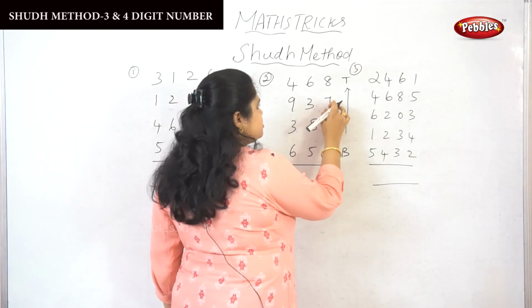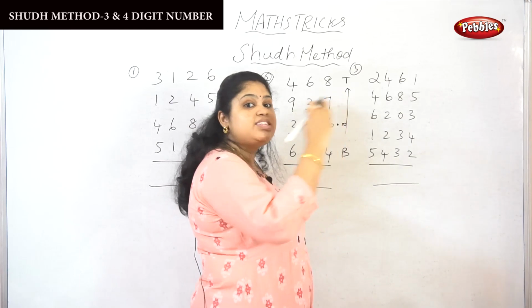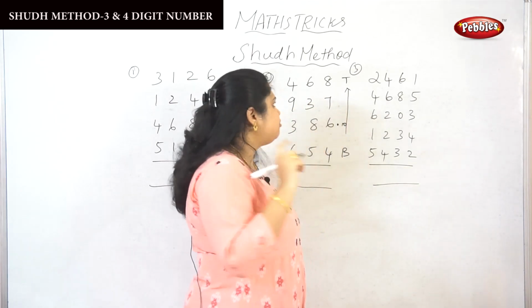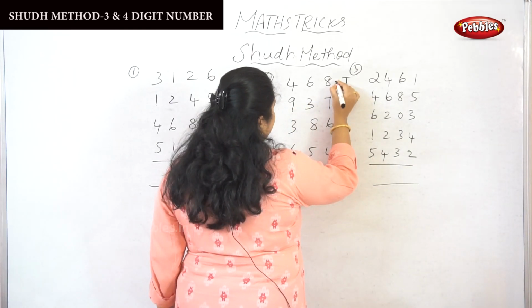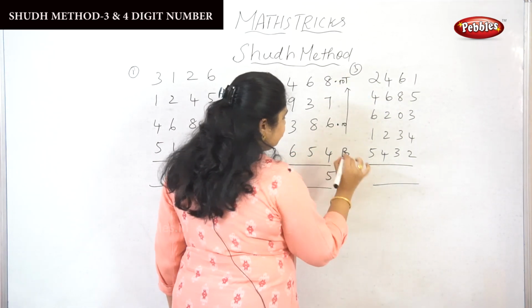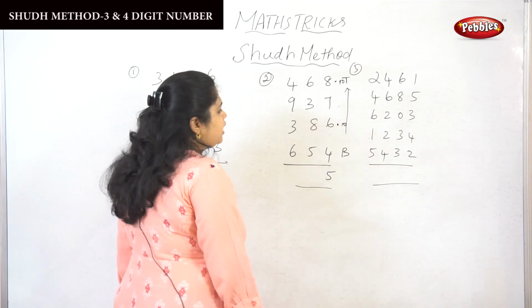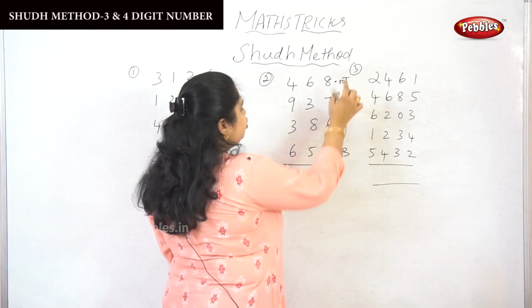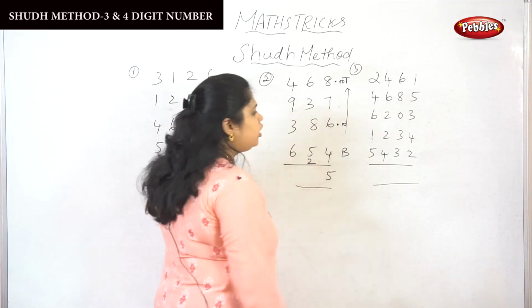So only 7. So 7 and 8. 7 and 8 are 15, isn't it? So I am going to leave the 10 here, and only the 5 is going to be carried here. Okay, how many 10s have I got? 1, 2 10s I have got, so I have written 2 here.